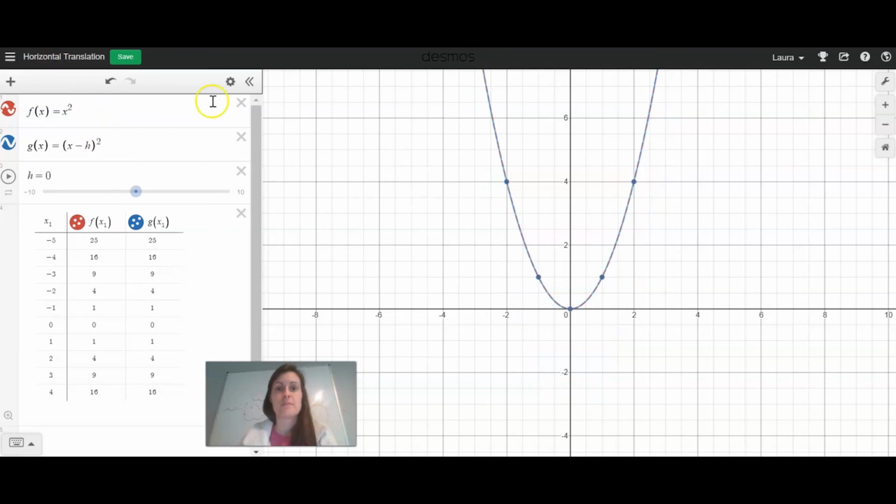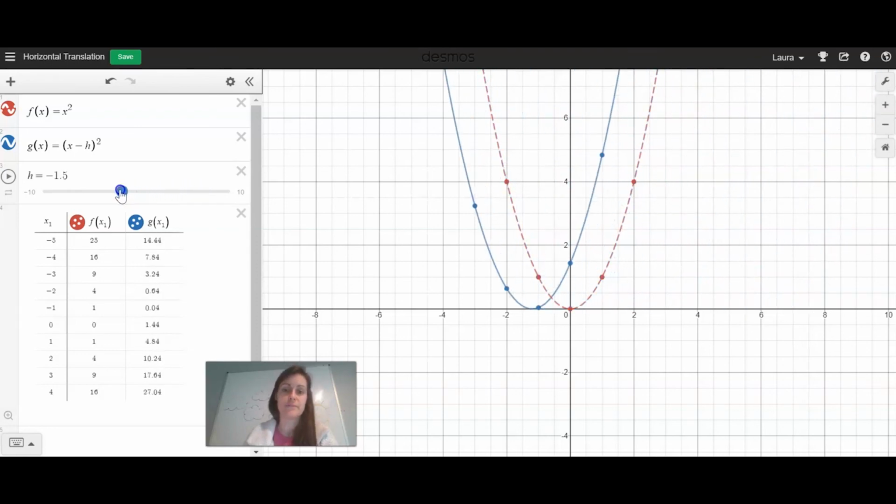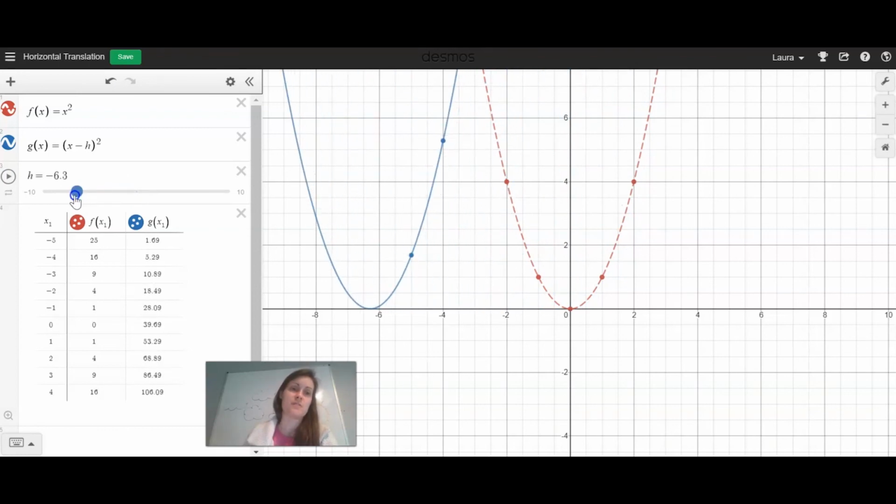The last type of transformation we're going to look at is what is called a horizontal translation. And that's a translation in its equation form, the quantity x minus h squared. So we're going to be changing the value of h and see what happens to the graph. So right now my value is h equals 0. So f of x and g of x are actually the same exact graph. So let's see what happens when h is positive. The graph is moving to the right. And now let's see what happens when h is negative. The graph is moving to the left.